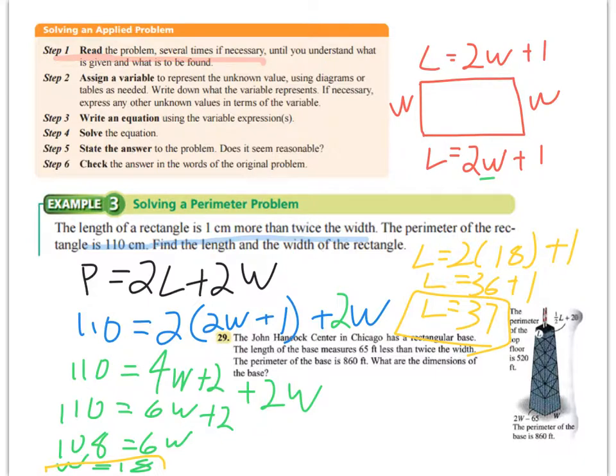The second problem on this page, you can go ahead and try that on your own. If you just want to pause the video and then resume when you're finished, I'll go ahead and go through that one.